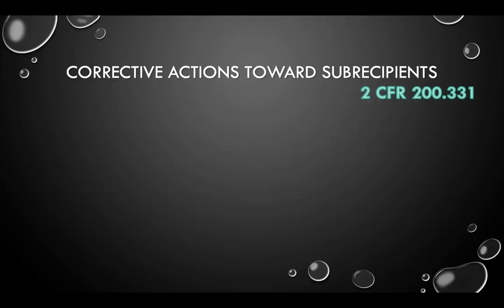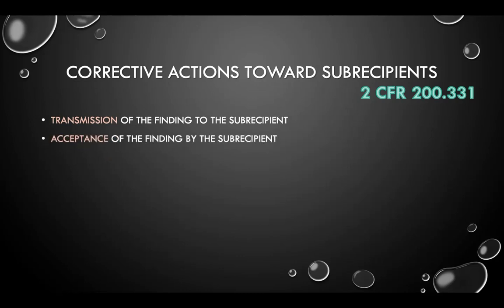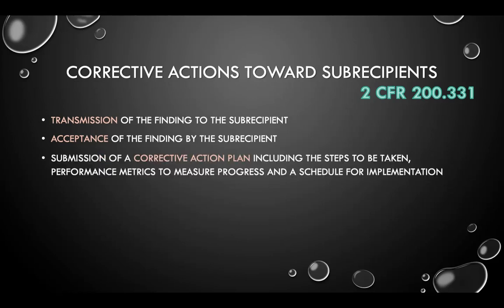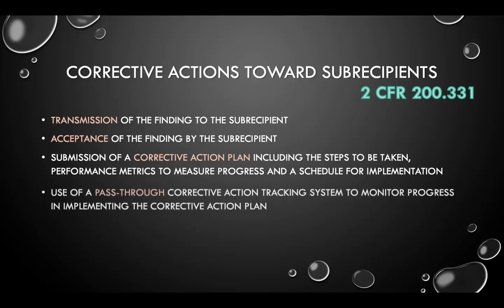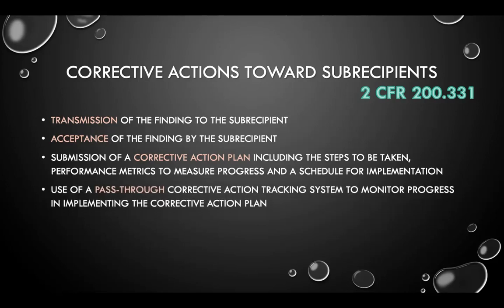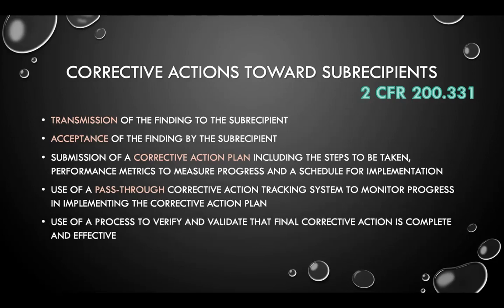Corrective actions toward subrecipients include transmission of the finding to the subrecipient, acceptance of the finding by the subrecipient, submission of a corrective action plan with the steps to be taken, performance metrics to measure progress, and a schedule for implementation. Use of a pass-through corrective action tracking system to monitor progress in implementing the corrective action plan. And use of a process to verify and validate that final corrective action is complete and effective.